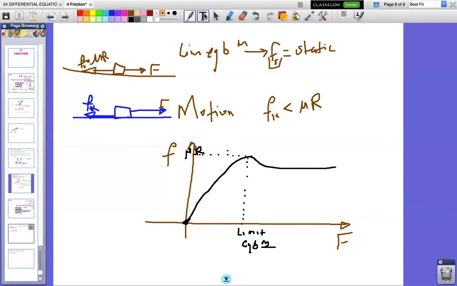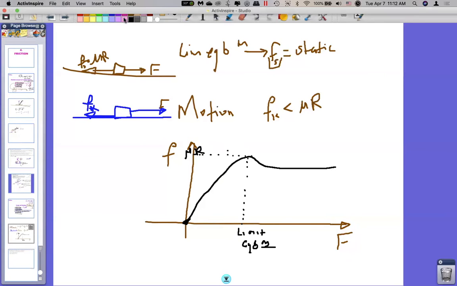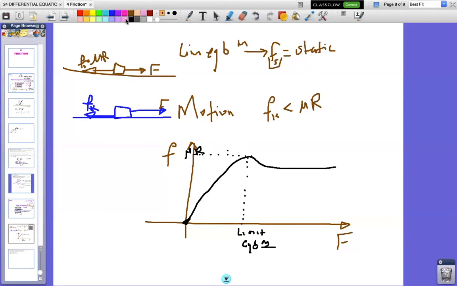But because of this change, this is mu R, which is static friction. Static friction. And this is the dynamic friction here. This is dynamic friction.